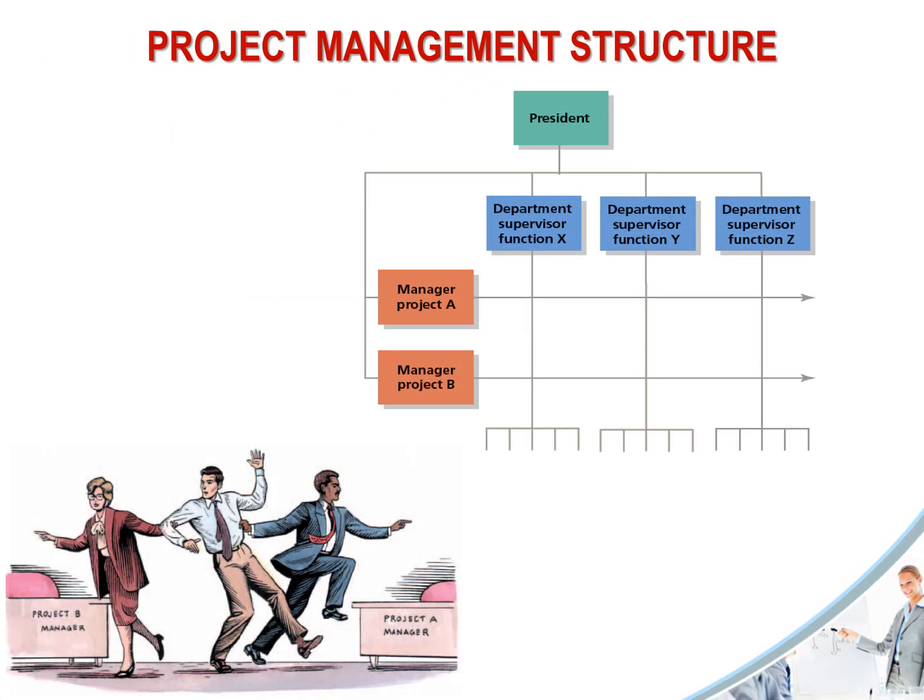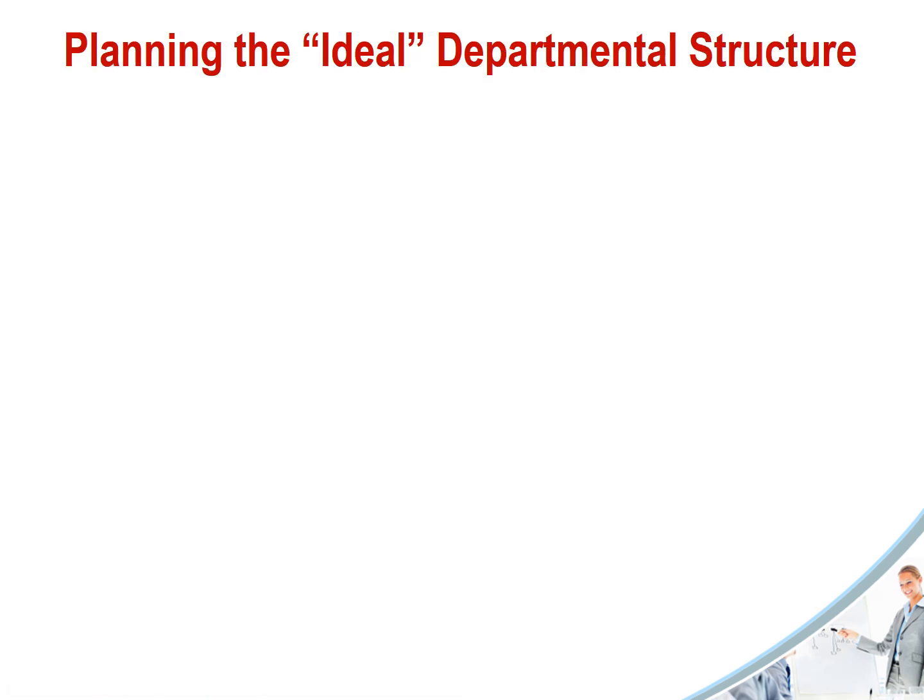So let's take a look at a project management structure. You'll notice there's a project manager for project A and a manager for project B. And you'll see that there are different departments across here, X, Y, and Z, who all send members to these different projects. So one member may be involved in 2 or 3 different projects at once.